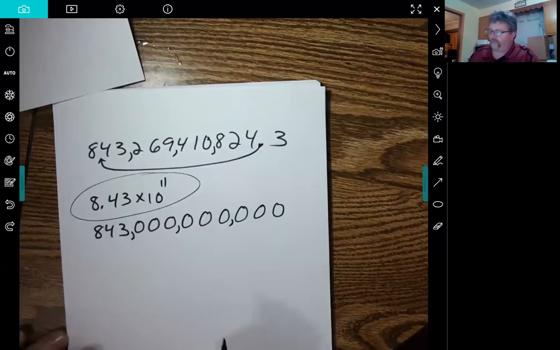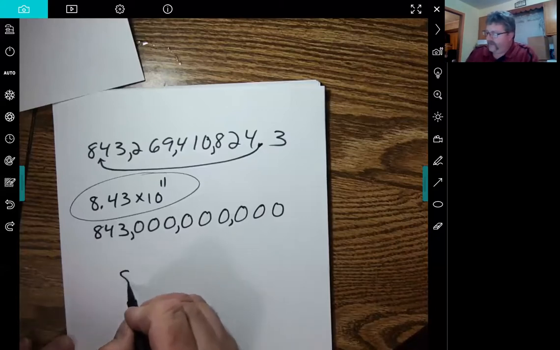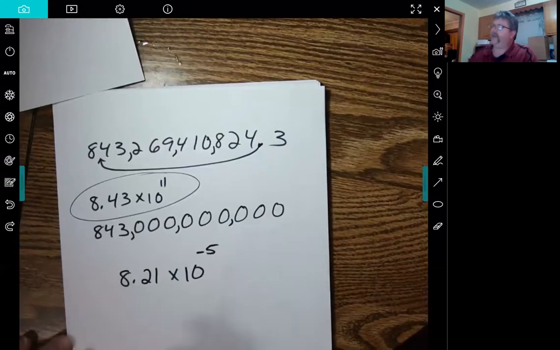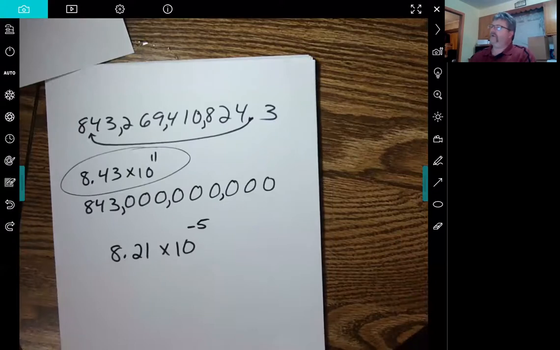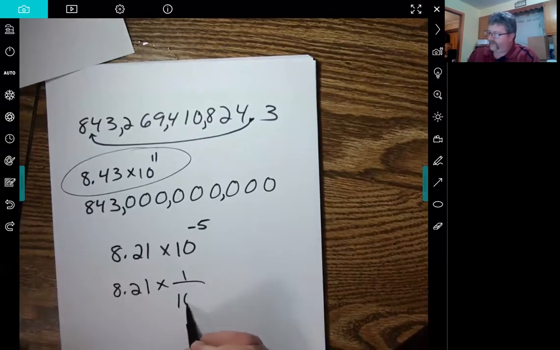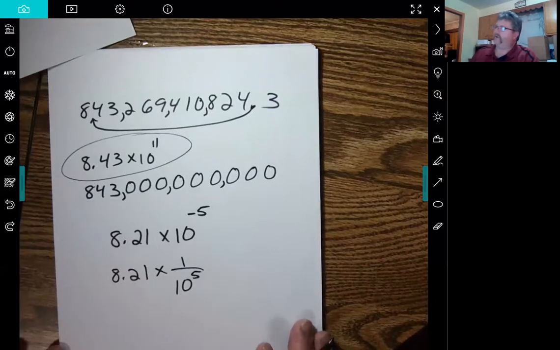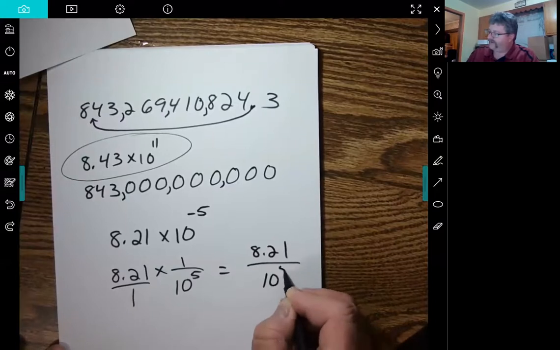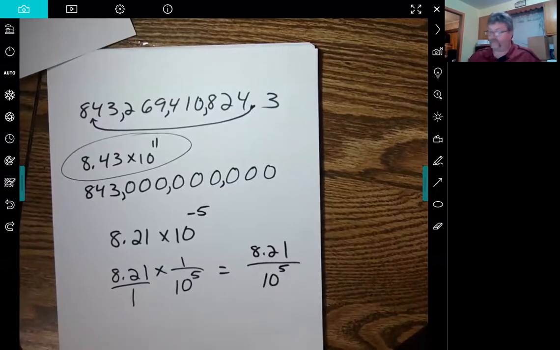What about small numbers? What if I had 8.21 times 10 to some negative exponent, like a -5 here? Well, we learned a second ago, negative exponent's like 1 over a positive exponent. So this would be like saying times 1 over 10 to the positive 5, right? When we talk about our rules of exponents. Okay, now this is the same thing as saying a fraction times a fraction. 8.21 divided by 10 to the 5. 10 to the 5 is a 1 with 5 zeros.